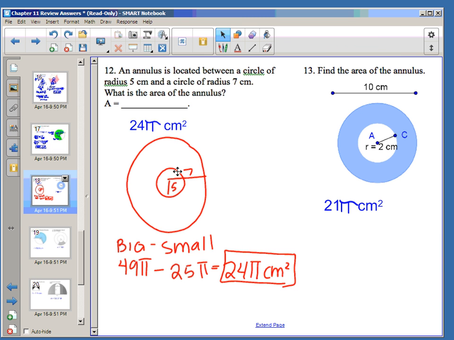Number 13 is really the same question. A couple kids get confused though because of this 10 on top. That can really translate right down here. So that means the radius of the big one must be 5. So again, it's going to be big minus small.